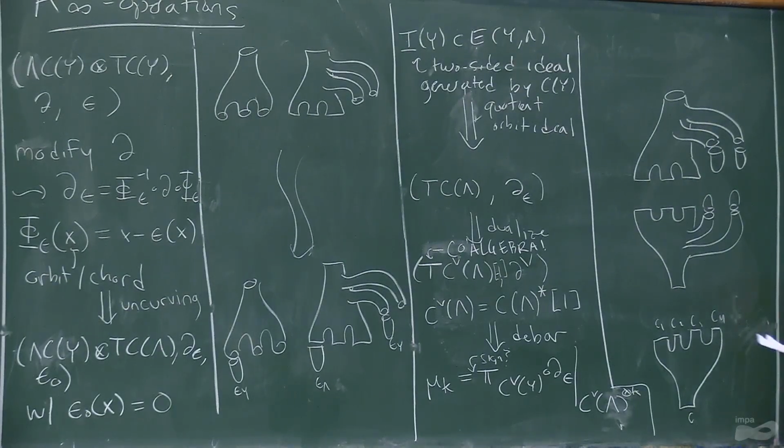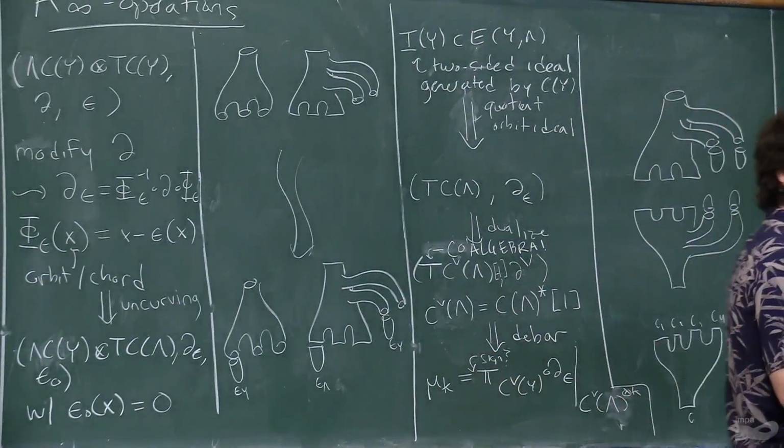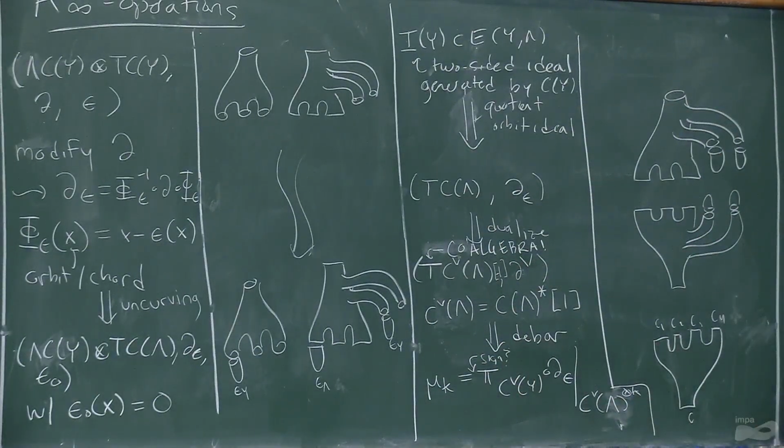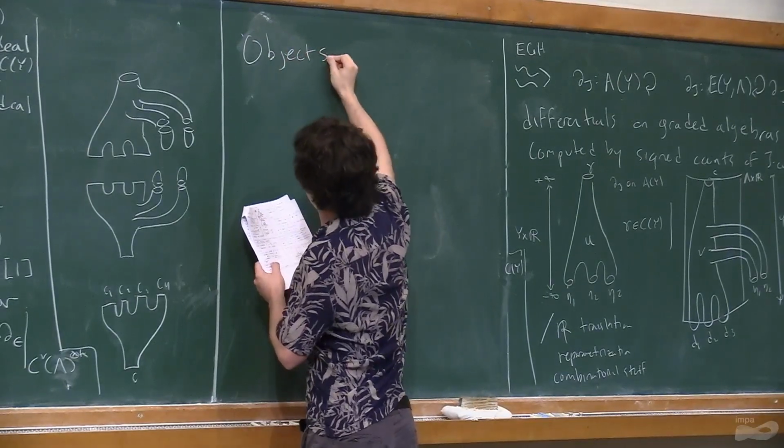So that is the discussion of these A-infinity operations. Now, so far I've only talked about things with one Legendrian, so let me talk about what happens when you have a Legendrian link. I'm only going to make a few remarks that will make it clear what needs to be said about that.